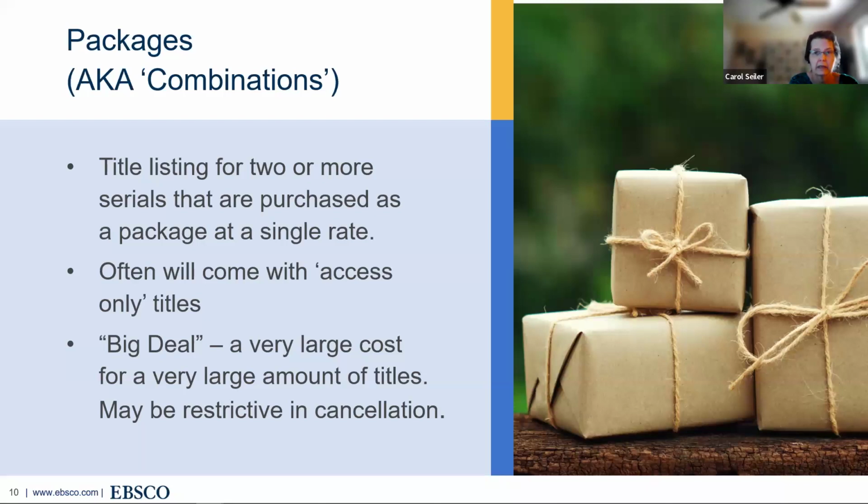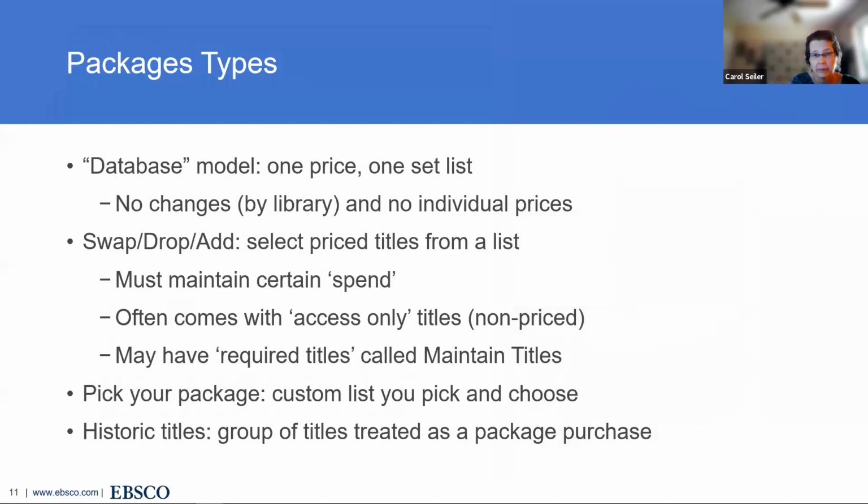What do you get in the package? Well, that depends on the package type. There are several different package types. There's a database model. Some publishers are moving to a database model. Instead of pricing out individual titles, they give you a set group with one price. They don't break out the pricing, which can be a little hard for you when you're trying to find cost per use, because there is not a cost per use with the database model for the individual title.